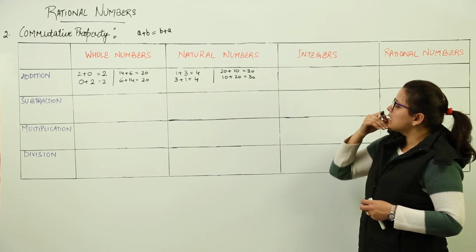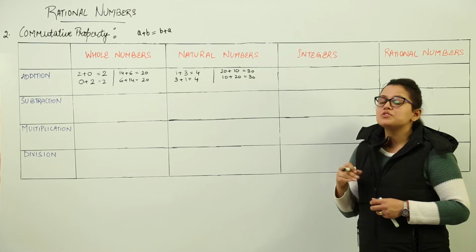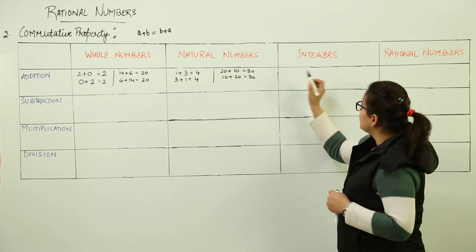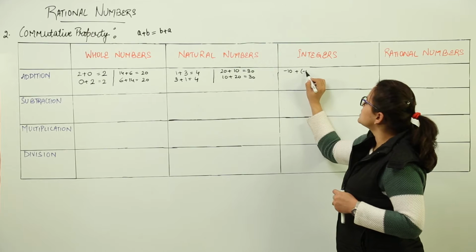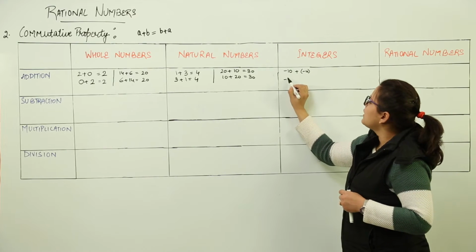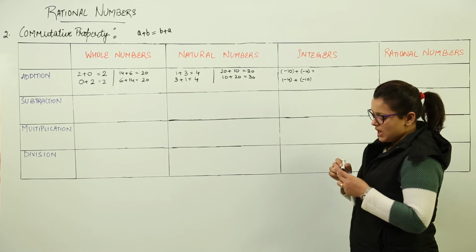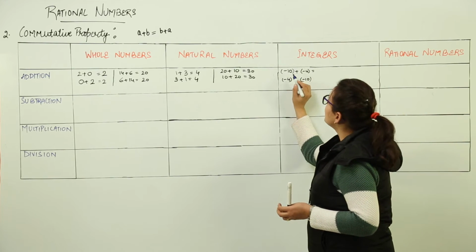Quickly, the next case, integers. You can take the negative integers as well as the positive integers, depending on your choice. I will be considering two cases here. Let us discuss minus 10 plus minus 4. And what will be minus 4 plus minus 10? I am doing it in steps so that it doesn't become a bit difficult for you.